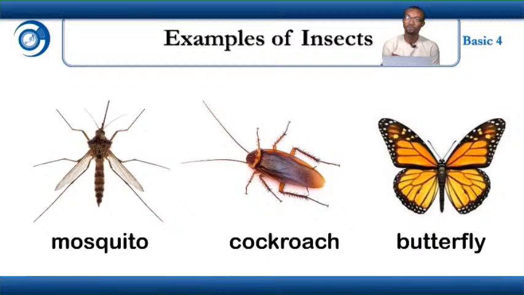The next beautiful insect is called the butterfly, as you see on the screen. And we have so many different kinds of butterflies with so many colors on their wings. So the butterfly is also an example of an insect.